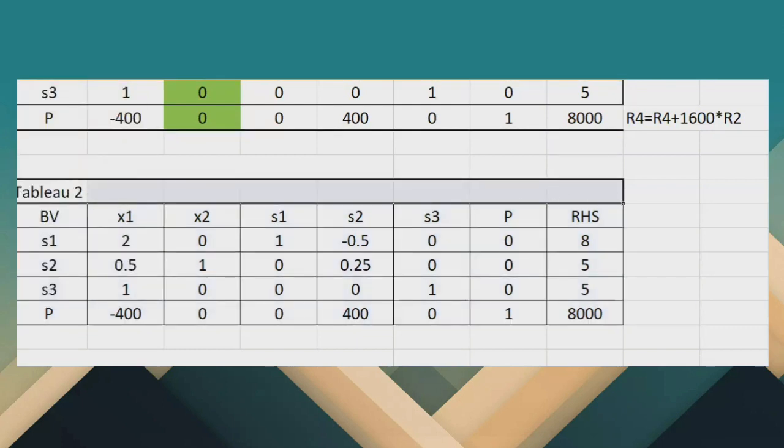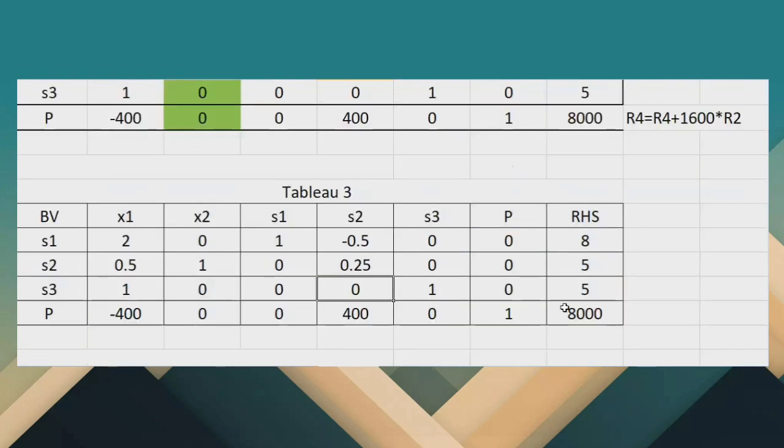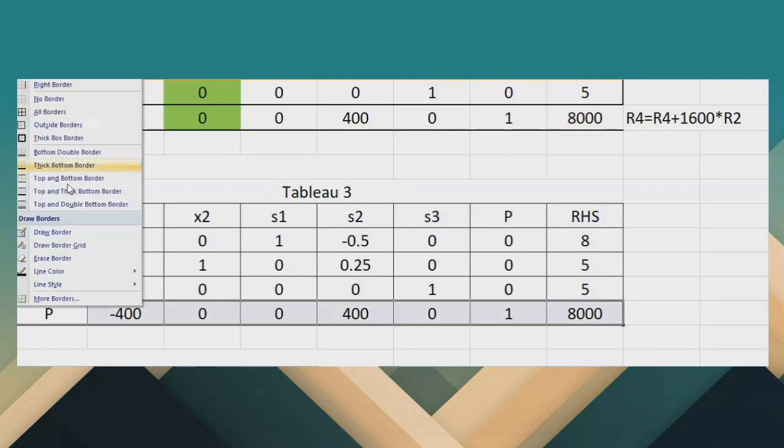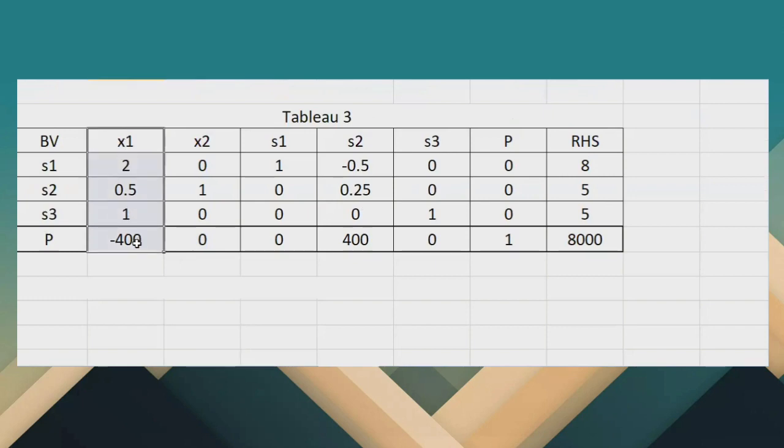Merge cells. So, let us write here table 3. Okay? So, now we choose again the most negative. Oh, there's only one. So, highlight this one. That is the second column. Highlight yellow. Okay? So, that is our pivot column.